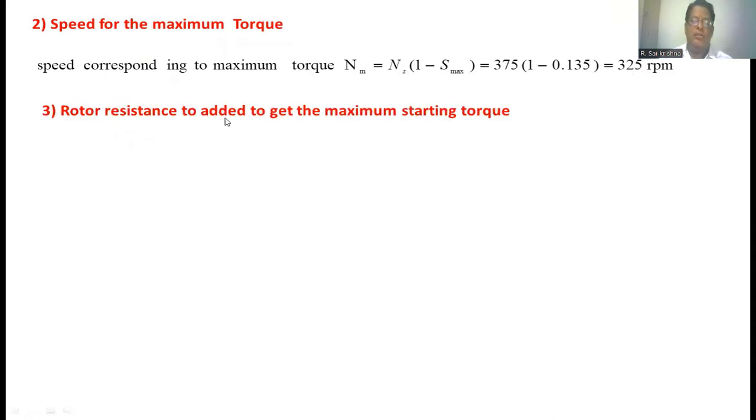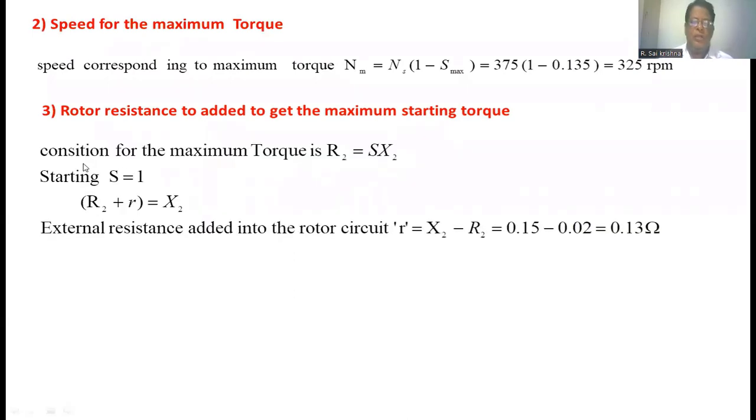The rotor resistance to be added to get the maximum starting torque. Generally, the induction motor is designed with low rotor resistance and high reactance. The condition for the maximum torque is R2 equal to S X2. So now we want to get the maximum torque at starting. So the slip of the induction motor equals 1. Substituting this value here, we get R2 equal to X2.